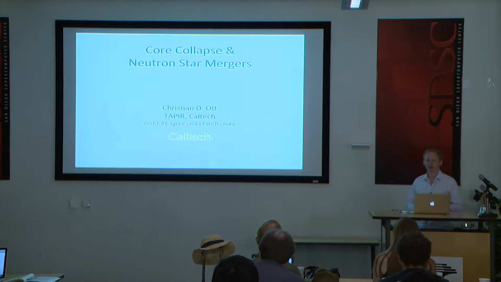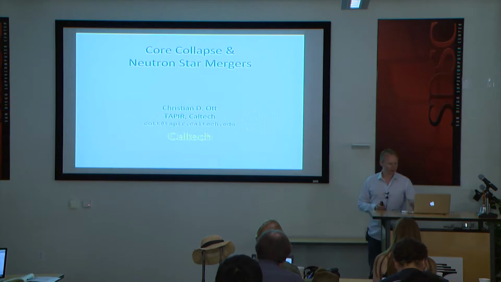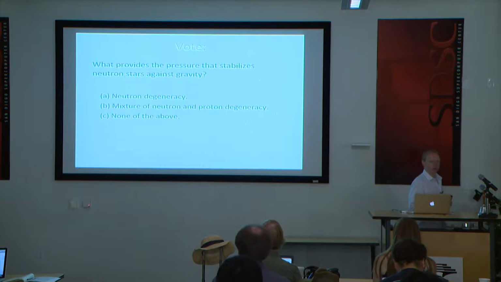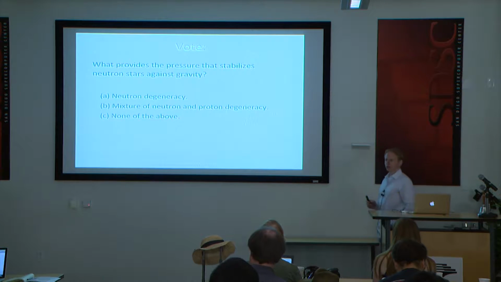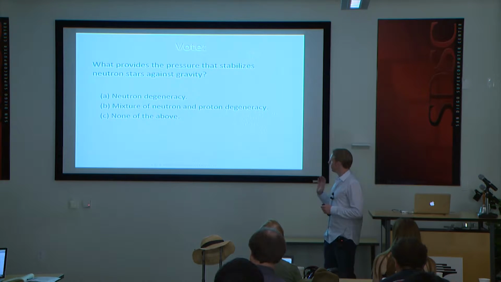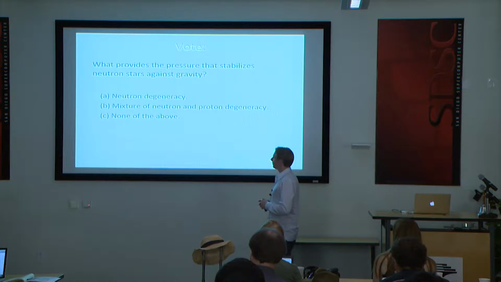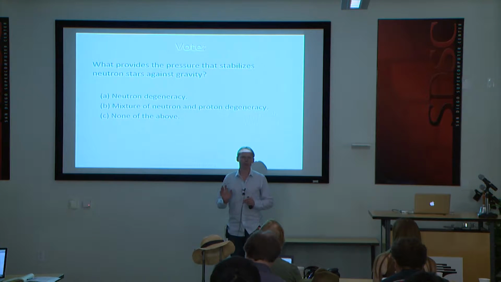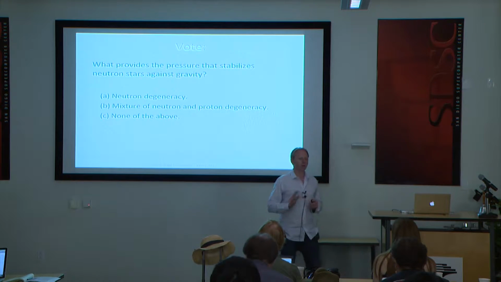But first, I want to get a vote from you guys. I want to know what you think stabilizes neutron stars against gravity. And I want people to raise their hands. There are three options, right? It's neutron degeneracy pressure, it's a mixture of neutron and proton degeneracy pressure, or it's none of the above.